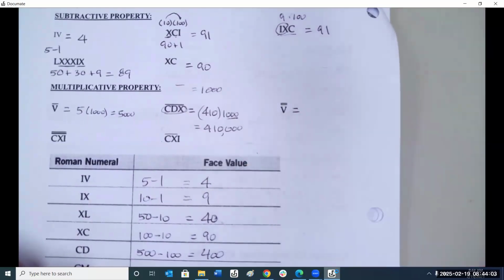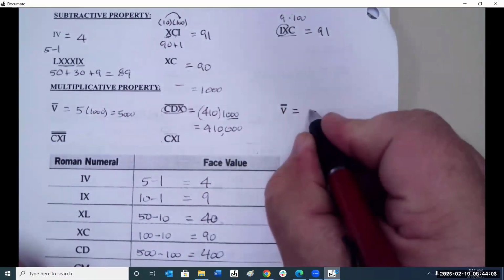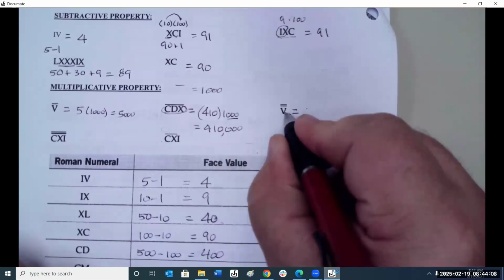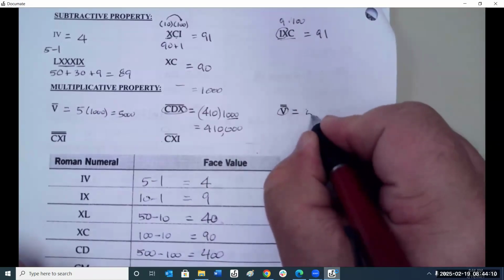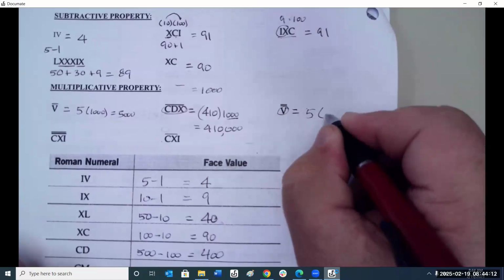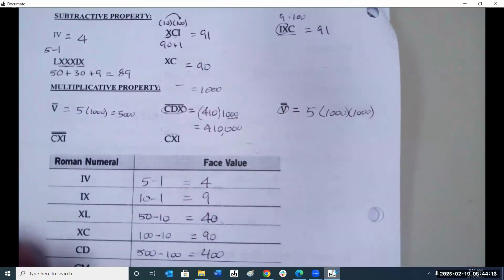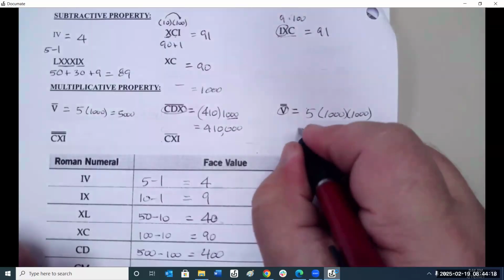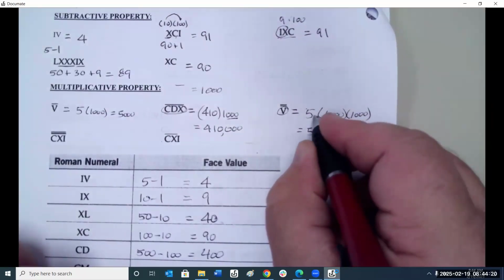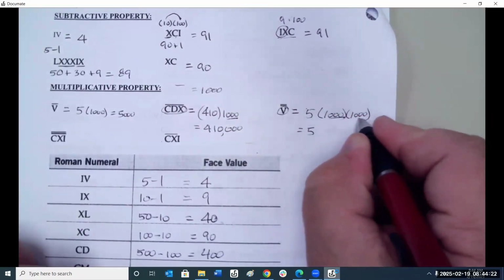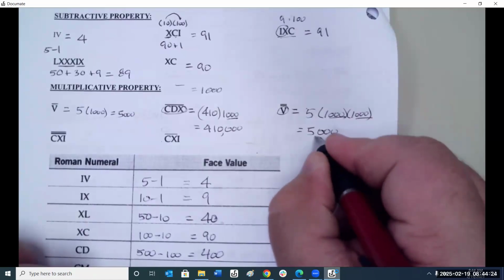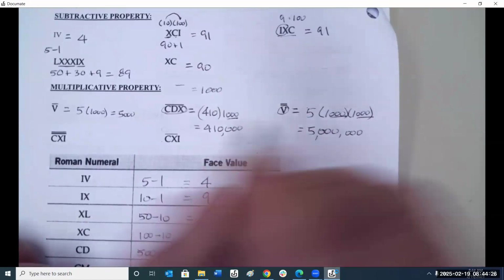What do you think this one's going to be? What's V represent? 5. And how many bars above it? So we multiply. So that one's going to be 5 times 1,000 times 1,000, which is 5 with 6 zeros behind it. So it's 5 million.